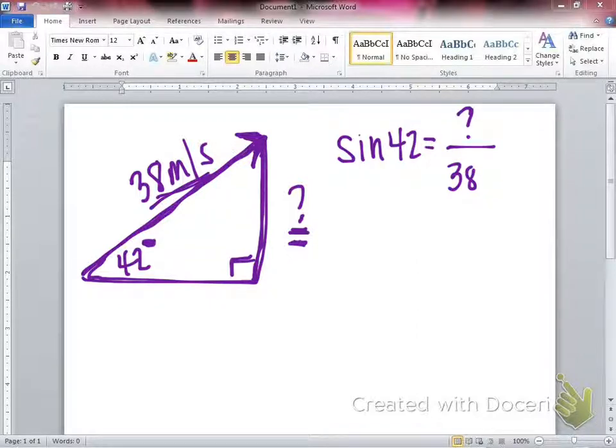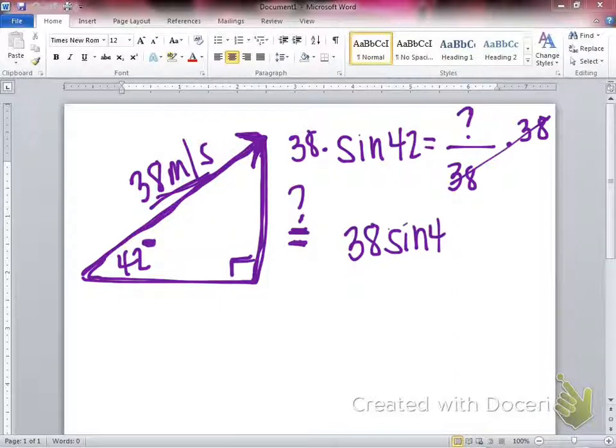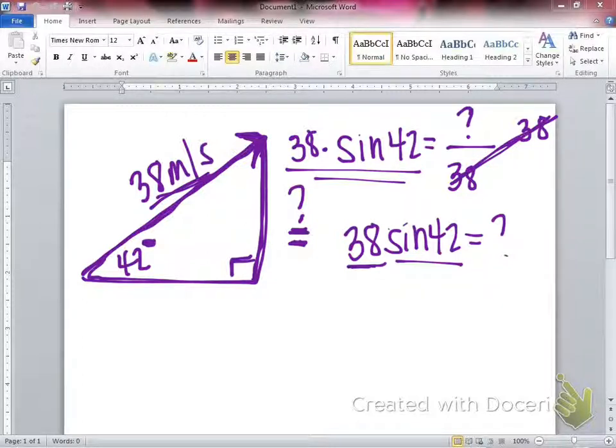Okay, so how mathematically do we go about solving for that? We're going to multiply by 38 on both sides. You will see me a lot of times when we have to do this math, I'll just write 38 times sine of 42 equals that side that I want, because I'm going to take my hypotenuse times that trig function. A lot of times I'll take out this step and I'll write it just like this. So 38 times sine of 42, what do we get for the vertical component of that vector?